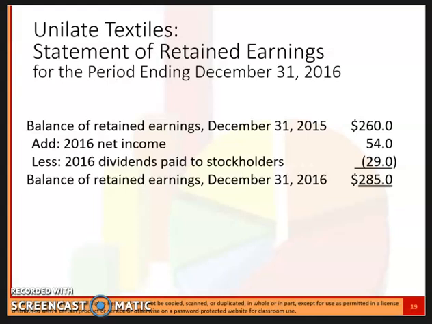So for Unilate for December 31st, 2016, the retained earnings at the beginning of the year was 260 million. They had net income of 54 million. They subtract out the dividends paid of 29 million. As a result, the retained earnings went up to 285 million.